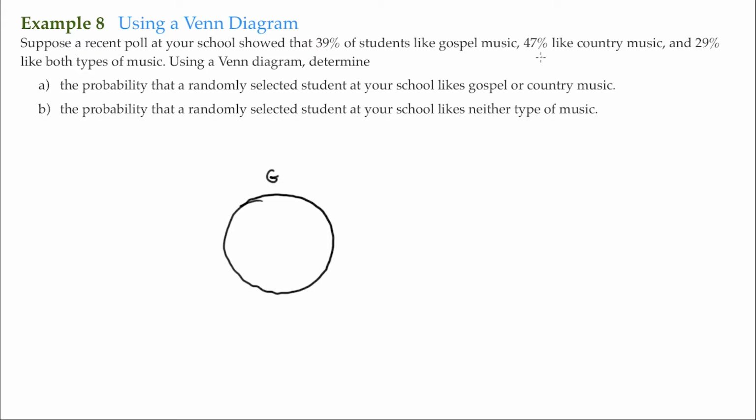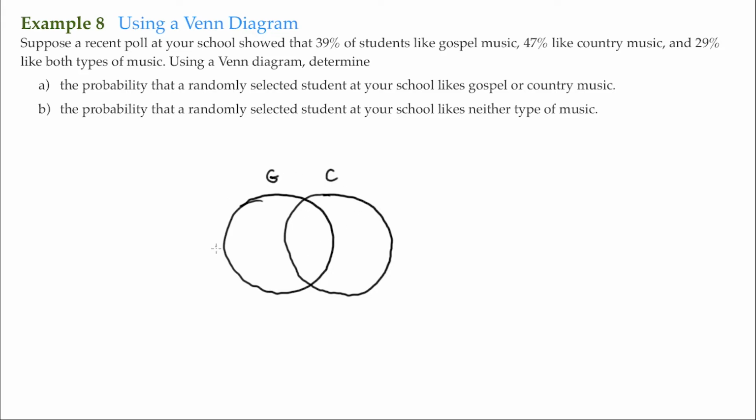Then I'm going to make another circle here for the country music, 47% like country music. So here's my circle for country. And if you make circles half as good as these, you're doing okay. And I'll label this as C for country. 29% like both types, and of course, that occurs right here.